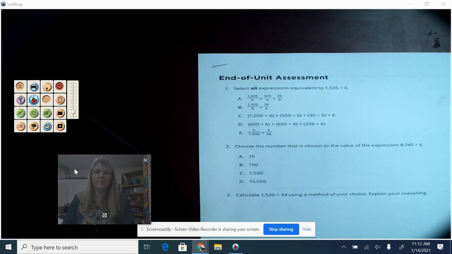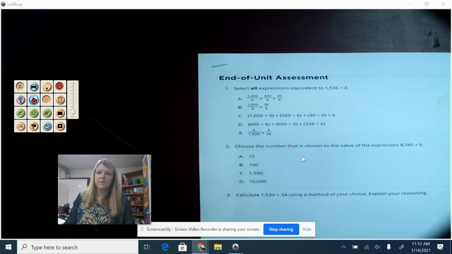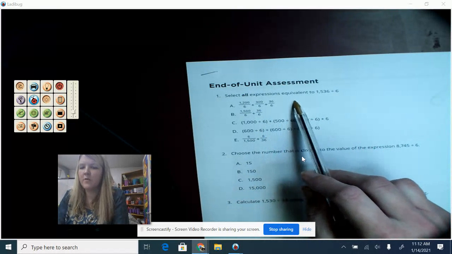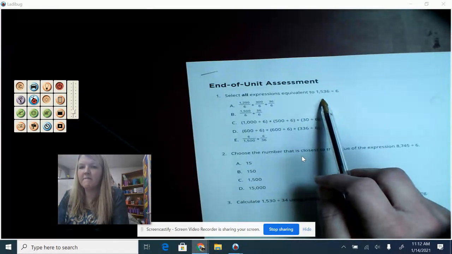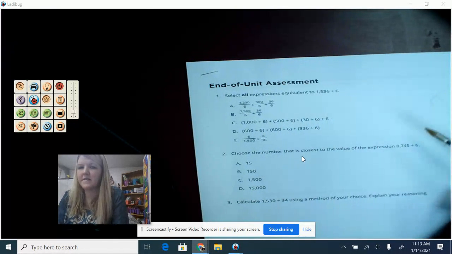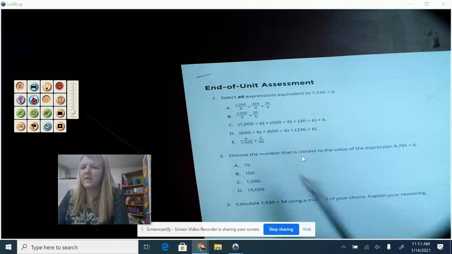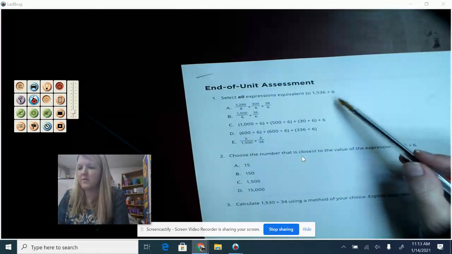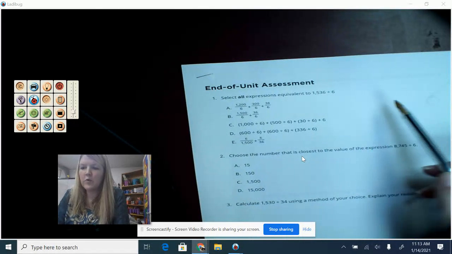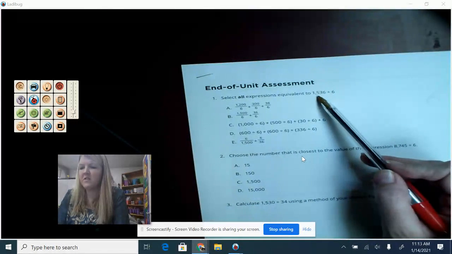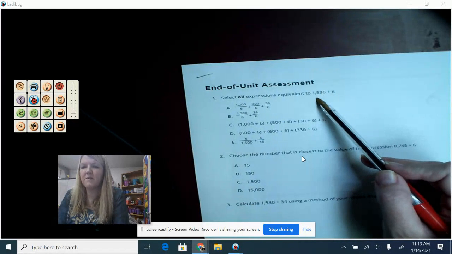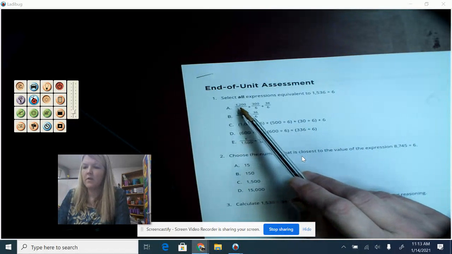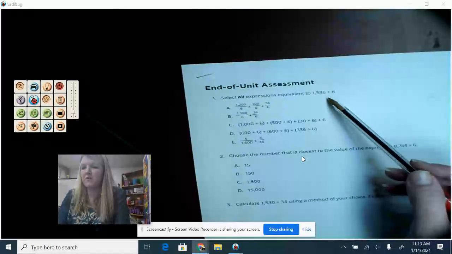All right, so for this problem, they ask us to select all of the expressions that are equivalent to 1,536 divided by 6. So we're going to look at these different choices and we're going to find all the ones that are equivalent or equal to this. And so we know that division problems can be written as fractions. And so we can also split up the division problem.